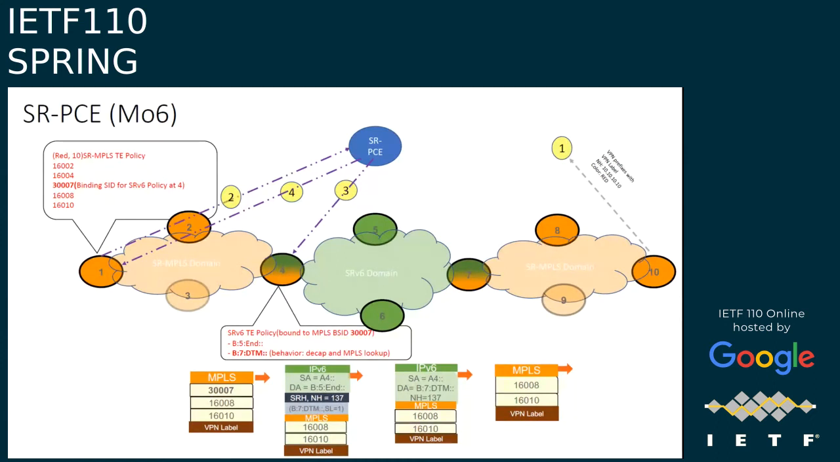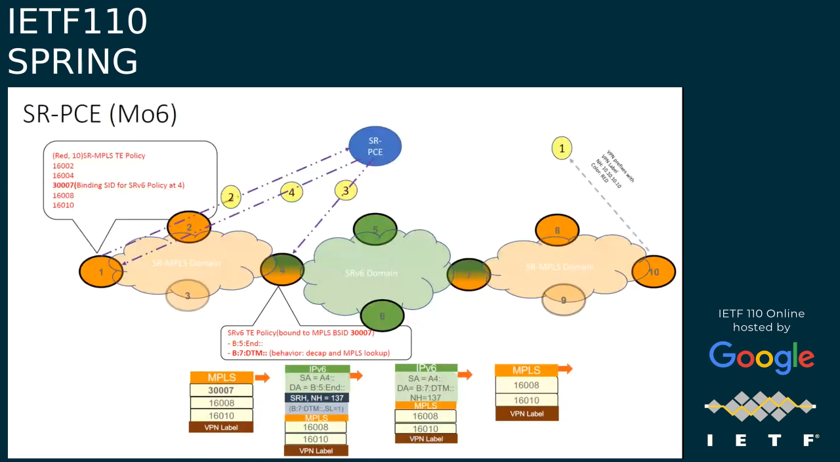And on node 7, once we hit the DTM function, it will hit my SID table because the locator is of node 7, and it's a DTM type, and the next header would be 137. So it will do a lookup of the top label, which is 16,008, and it will forward to the next segment, that is node 8.